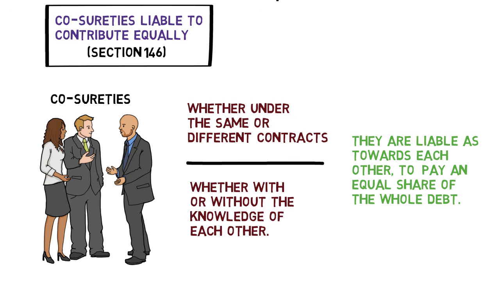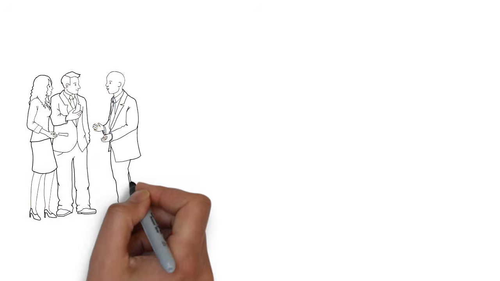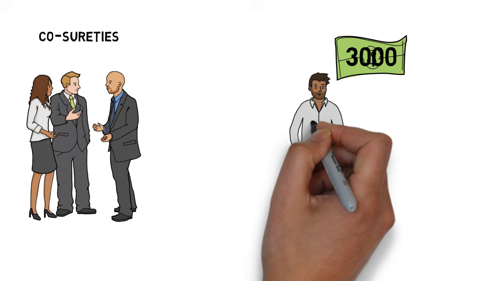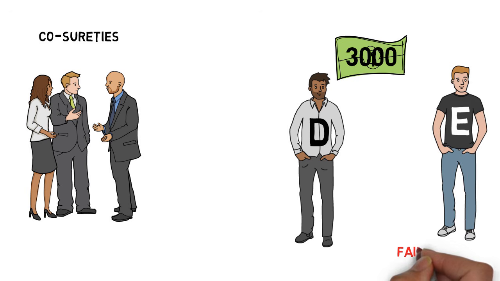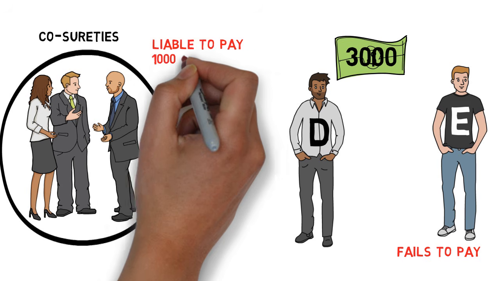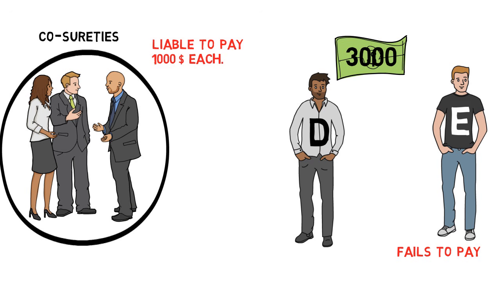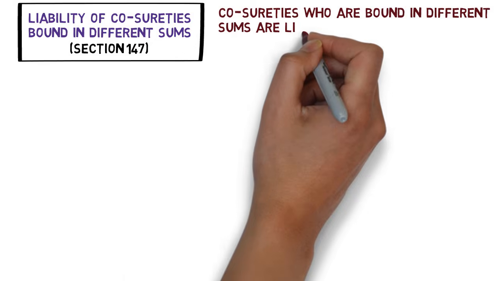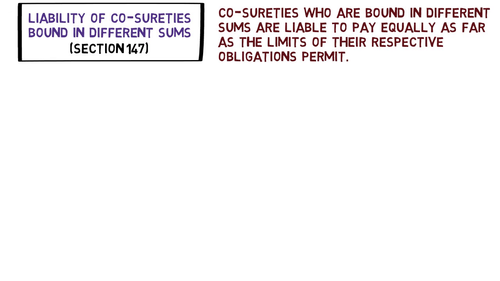Let's understand this with the help of an example. These three people are co-sureties for a loan of $3,000 given by D to E. And when E fails to pay, all these three sureties will be liable to pay $1,000 each. Now let's see section 147, when co-sureties are bound in different sums. According to section 147, co-sureties who are bound in different sums are liable to pay equally as far as the limit of their respective obligations permit.